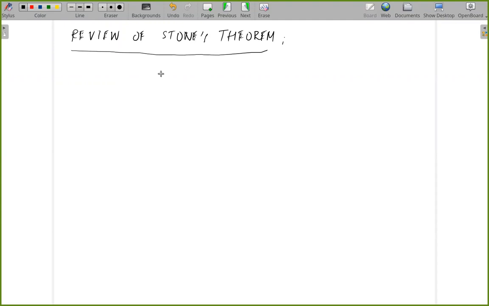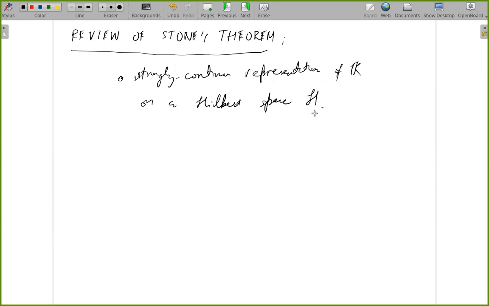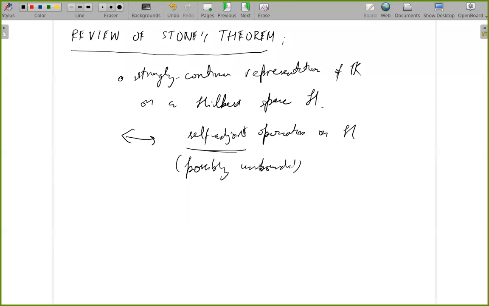Stone's theorem is essentially this: strongly continuous representations of R on a Hilbert space H are in one-to-one correspondence with self-adjoint operators on H, possibly unbounded. Till now we have not really encountered unbounded operators. After we finish this justification of Tomita's theorem and the surrounding ideas and this uniqueness theorem, we'll go back and do all of what we have been talking about in the first 5 lectures or so in a very rigorous manner. So far, it was just giving you a flavor of the ideas involved.